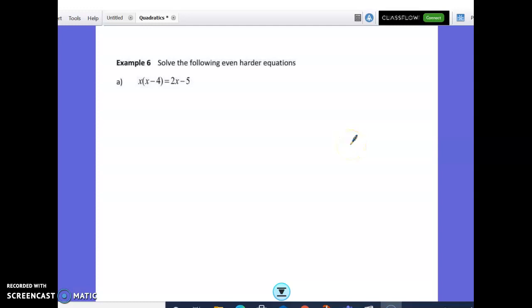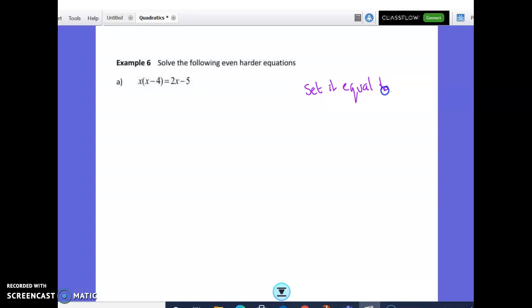Last wee bit on solving quadratic equations by factorising then. You will not always be given an equation that's already equal to 0 to solve. But to solve a quadratic equation, it must be equal to 0. So if it's not equal to 0, the first thing you must do is set it equal to 0.